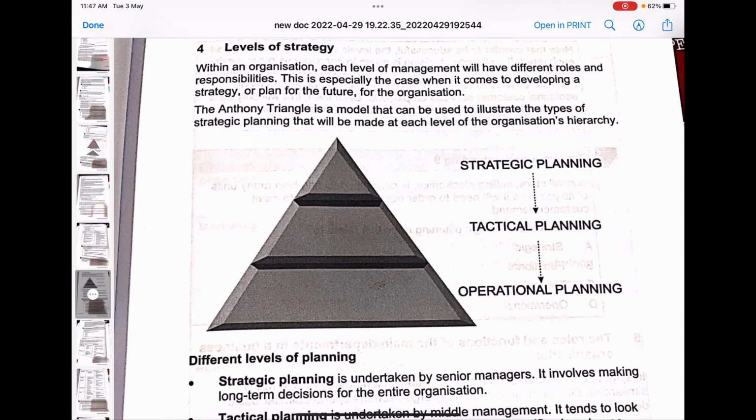Closer supervision of employees by manager? It's not closer supervision because the span of control is wide in flat organizations, so that's not true. Faster decision making, it is true, because decisions are made quickly in a flat organization. So the answer is C, which is faster decision making.